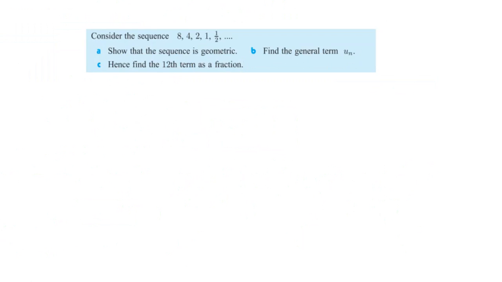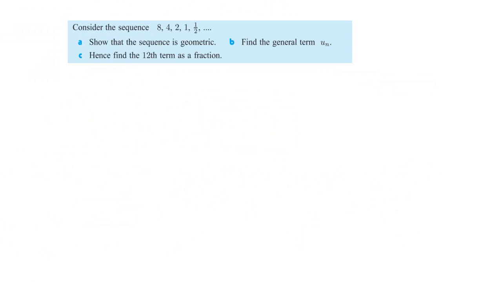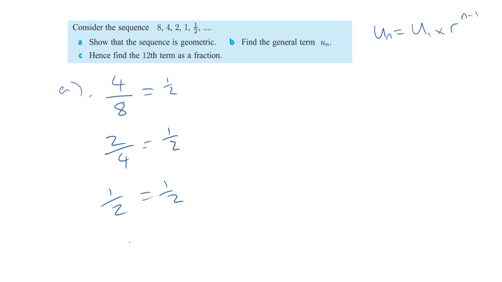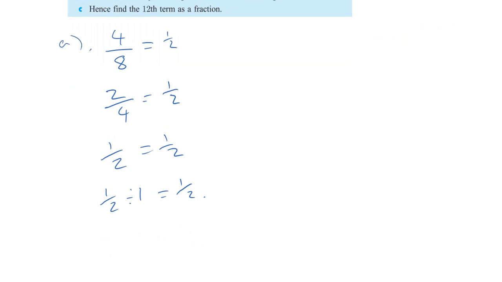Let's take a quick look now how we can use it, okay? So we'll write it here, look, on the side. Un equals U1 times R to the n minus 1, just to make that explicit. Okay, so part A, let's show the sequence is geometric. Well, 4 divided by 8 equals a half. 2 divided by 4 is equal to a half. 1 divided by 2, well, that is a half, okay. A half divided by 1, that's a half too. So this is geometric. We can say that we have a common ratio we've just found that is a half. Let's write hence geometric.